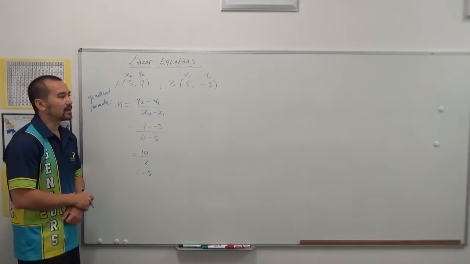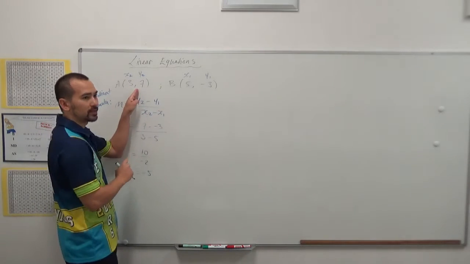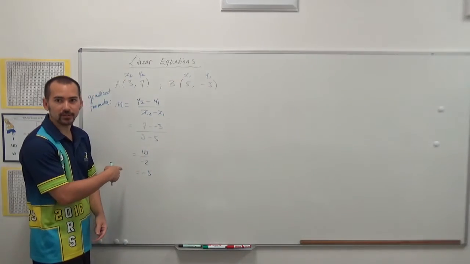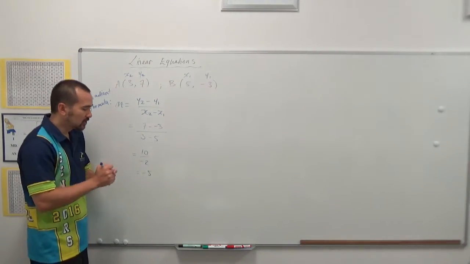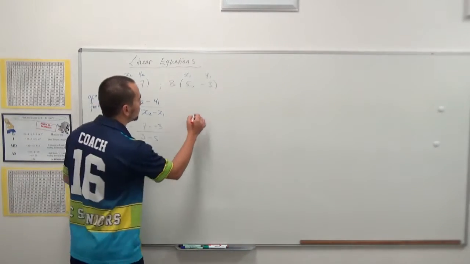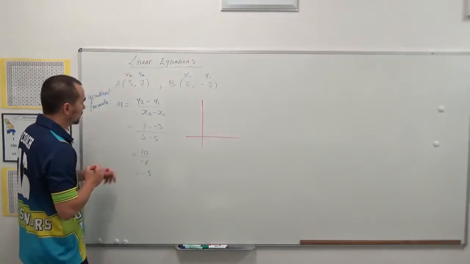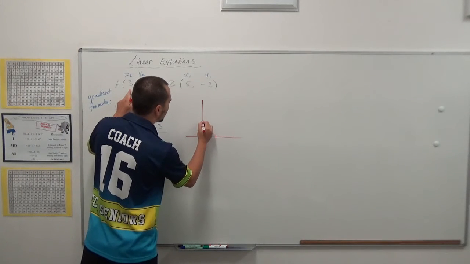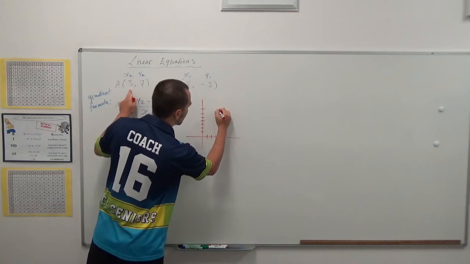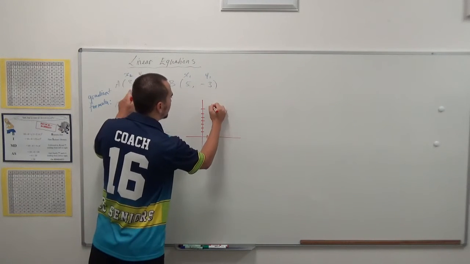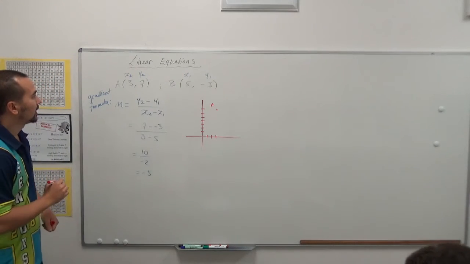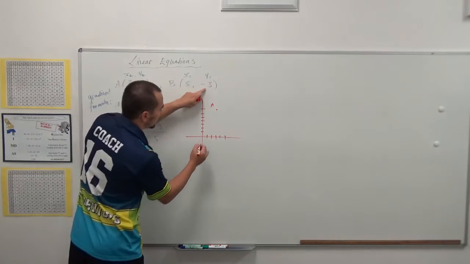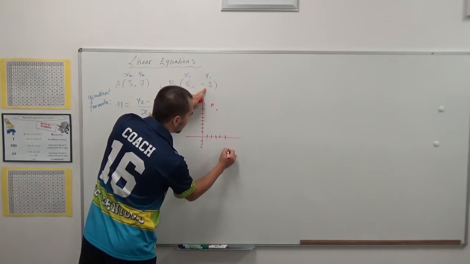Okay? Now, had we labeled this one the first coordinate, this one the second coordinate, would the gradient have changed? No, same answer. Okay? So let's graph it and see what's going on. (3, 7). 1, 2, 3. 1, 2, 3, 4, 5, 6, 7 is there. So there's A. And (5, -3) is here. 1, 2, 3.